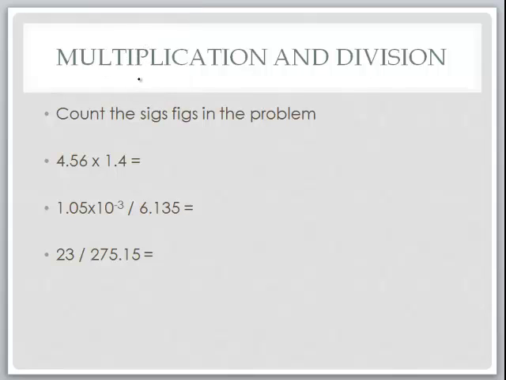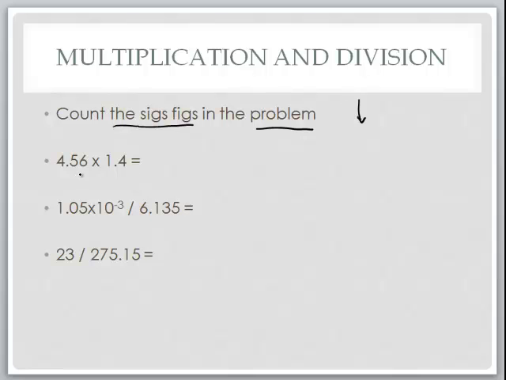Alright, the first thing we're going to do is look at multiplication and division. Multiplication and division follow the same rule. What you're going to do is count the number of sig figs in the problem. The one with the fewer number of sig figs determines the number of sig figs in your answer.